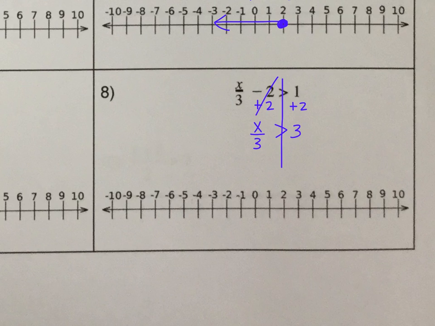All right. Now to get the x by himself, it's being divided. So I do the opposite and I multiply. It's positive, so you do not flip the sign. X is greater than 9. Open circle on 9, and it goes to the right.